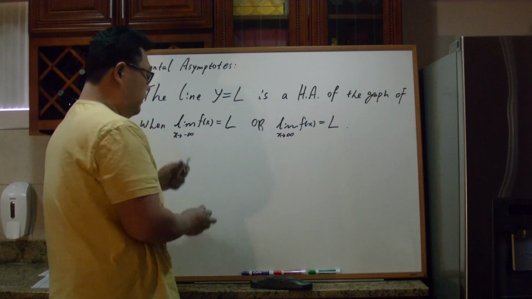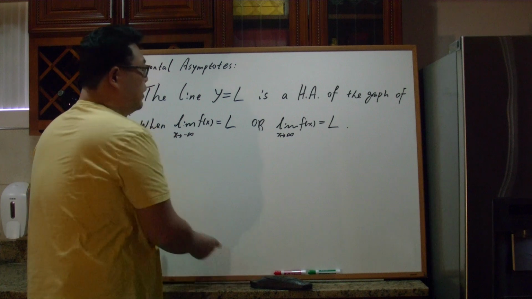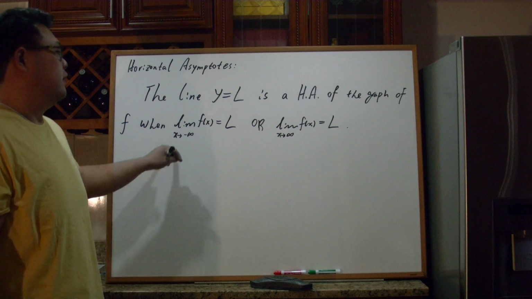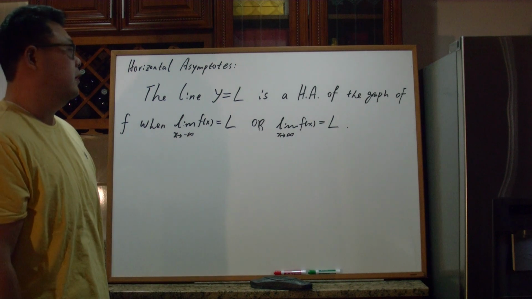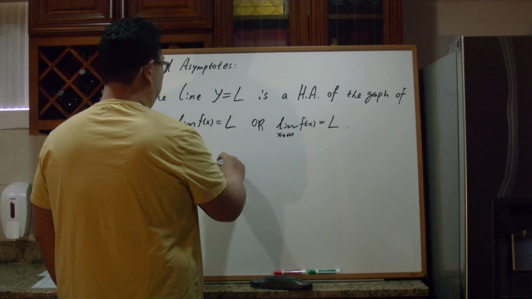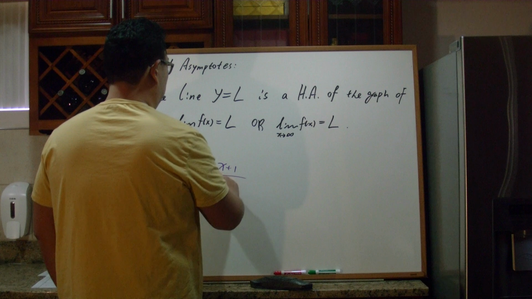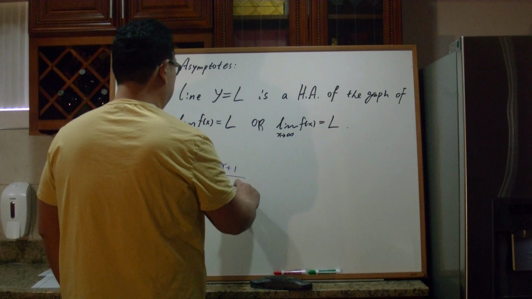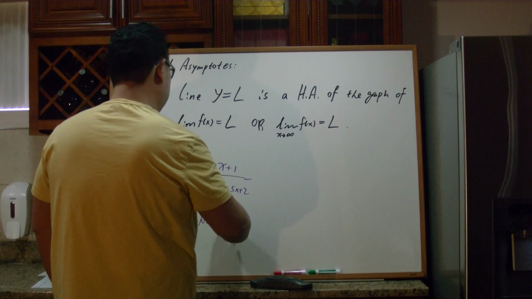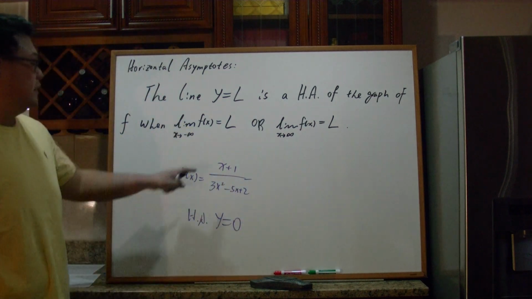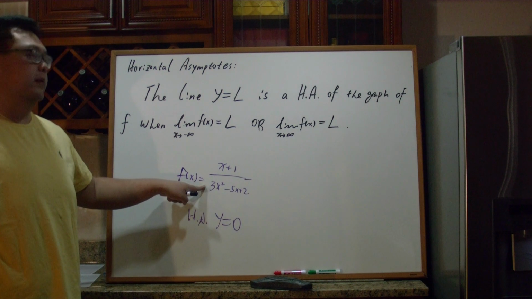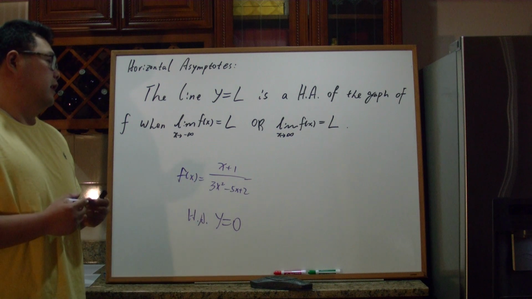So of course, for a rational expression, we already know what that's supposed to be. It is not necessary to evaluate the limit. Like for the function f of x equals x plus 1 over 3x squared minus 5x plus 2, we already have the horizontal asymptote at y equals 0, since the top has a leading term of first power and the bottom has a leading term of second power.